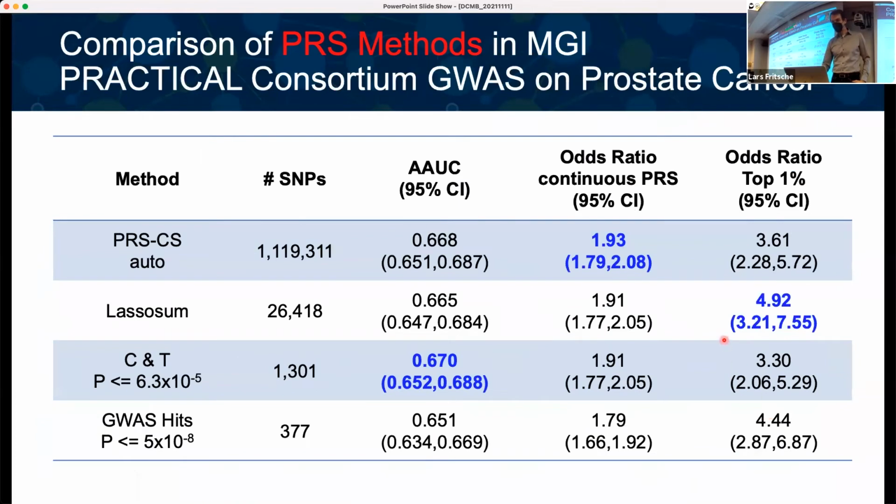If you look at prostate cancer here, you can see that for discrimination, clumping and thresholding works best. For association, PRS-CS works better. But then when you look at the enrichment in top 1% versus bottom 99%, in this case Lassosum works best. So there's not one solution that works best for every single approach here.